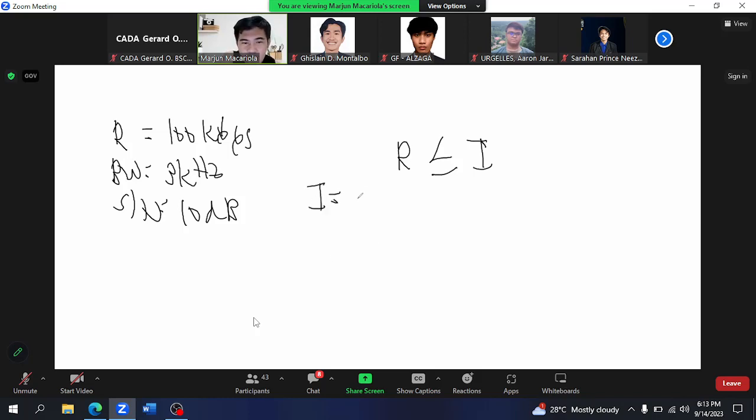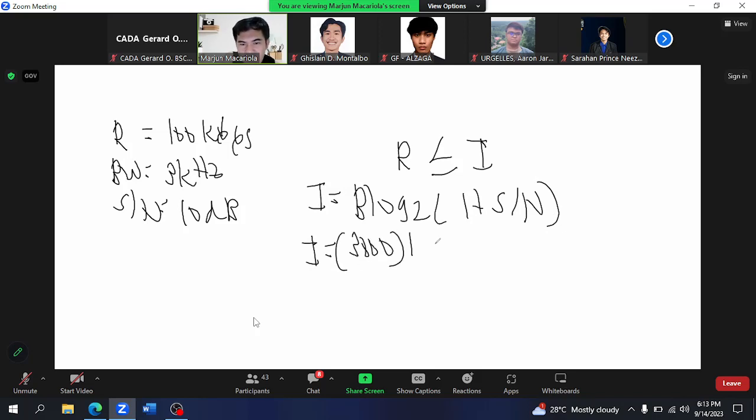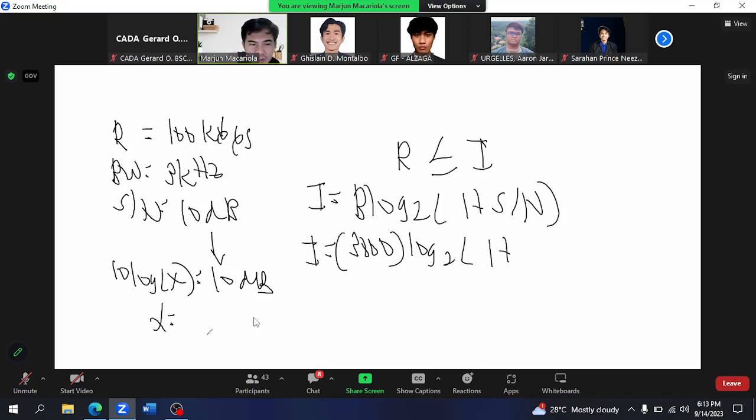So I is equal to B log 2 (1 plus signal-to-noise ratio). The bandwidth is 3 kilohertz, so that is 3000 log 2 (1 plus...), again, we need to convert the decibel value to its factor or normal value. So that is 10 log x equals 10 dB. So x is equal to 10. Just solve this using your calculator.